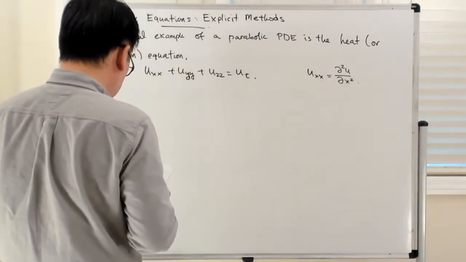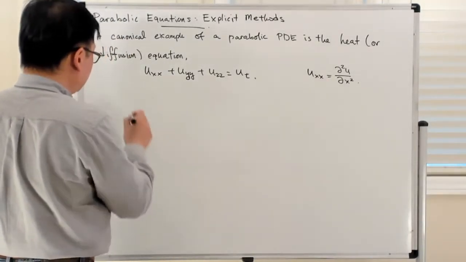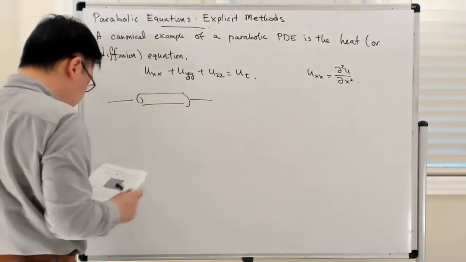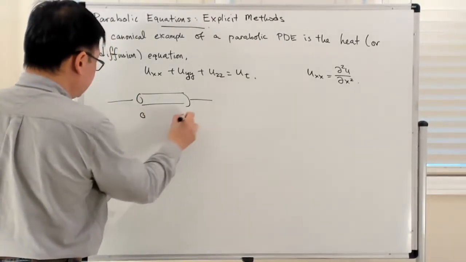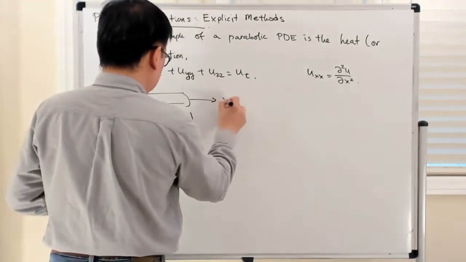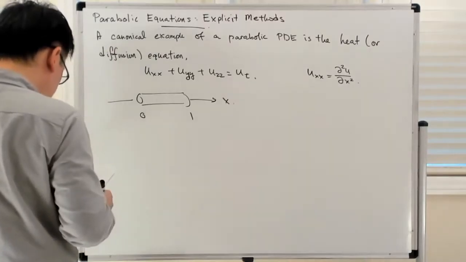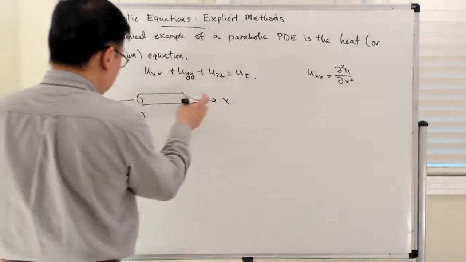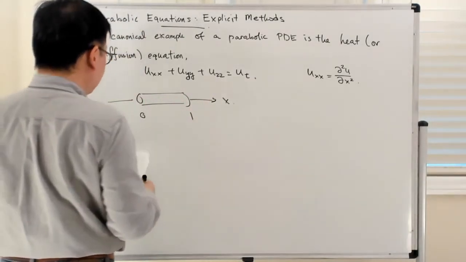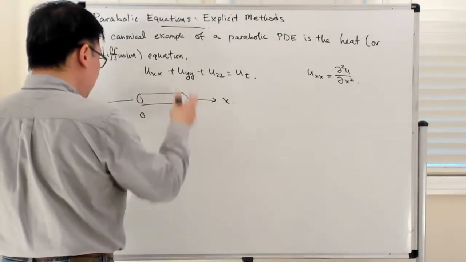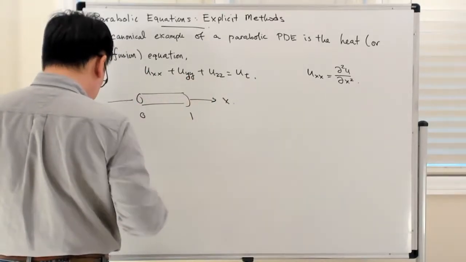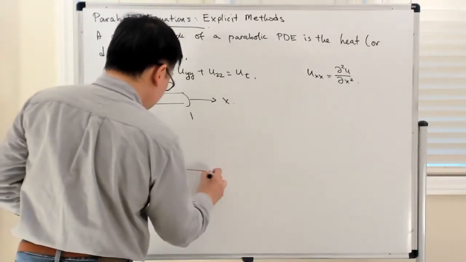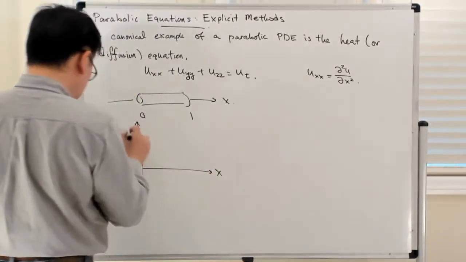So let's look at a simpler example, which is a 1D rod. Imagine you have a rod and you are trying to describe, say, the interval from 0 to 1, and this is the x direction. Then you want to know what the heat is along this rod, with some conditions on the left and the right, as well as some initial heat distribution. So this is x, this is time.